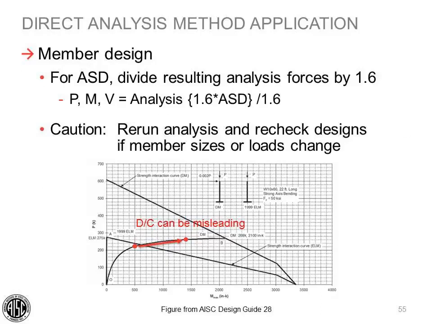If you're using ASD, allowable strength design, you'll need to divide the analysis forces by 1.6, since they were factored up by 1.6 for the analysis. And remember, since the analysis is nonlinear, if any member sizes change or loads change, then you'll need to rerun the analysis and recheck the designs.